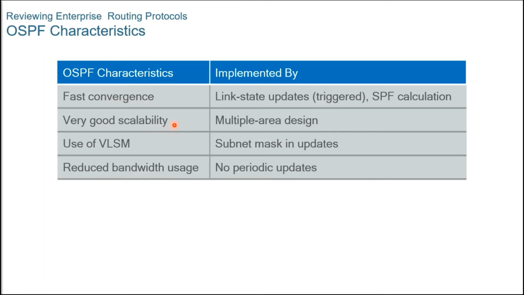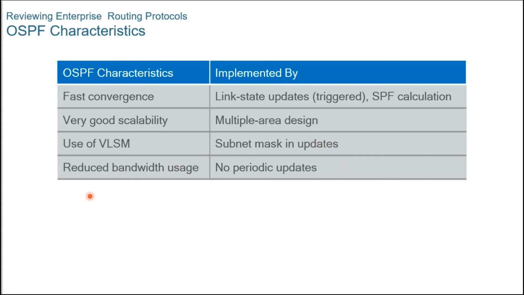So the next one is very good scalability. OSPF multiple area structure provides good scalability. However, OSPF's strict area implementation rules require proper design to support other scalability features such as manual summarization on ABRs and ASBRs, stub areas, totally stubby areas, and not so stubby areas, or NSSA.